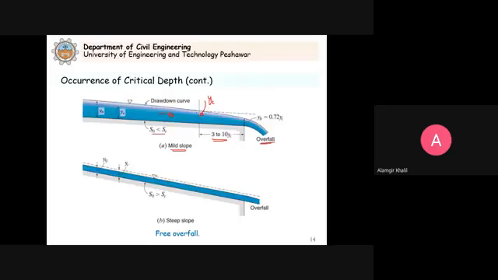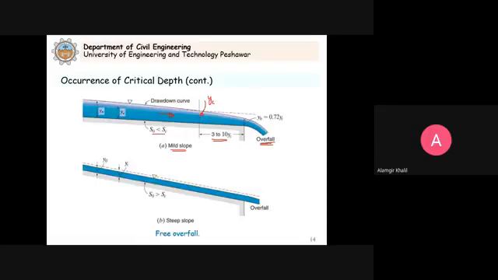The reason is that the value of critical depth that we derive is on the assumption that the water is flowing in straight lines. When we calculate this critical depth, it is on the assumption that the water flows in straight lines. But now here, there is a curvature due to this overfall. So it means we are deviating from the assumption. That's why the critical depth does not occur here, but it occurs here.